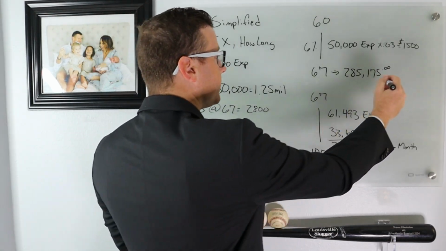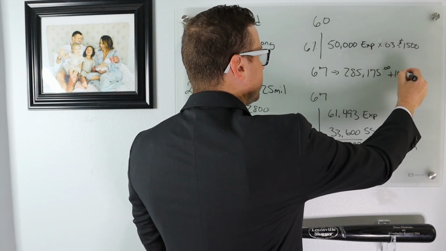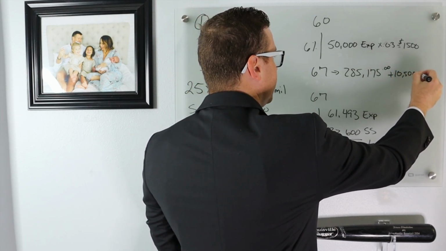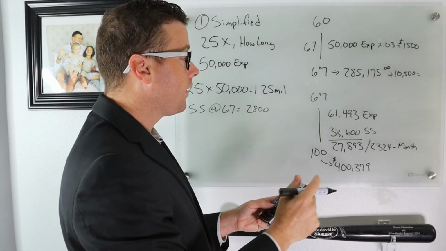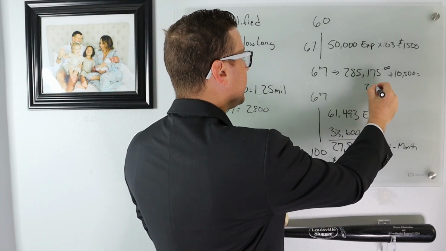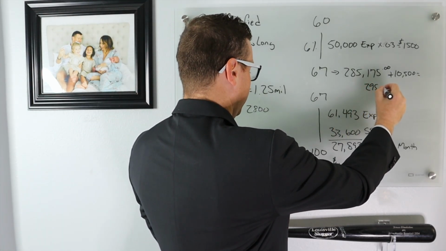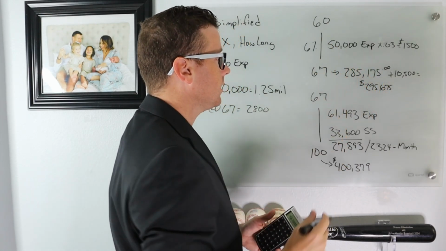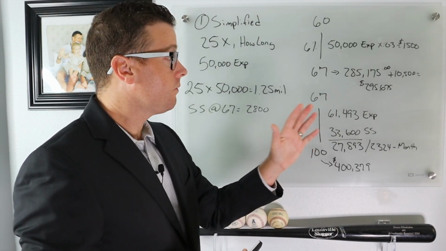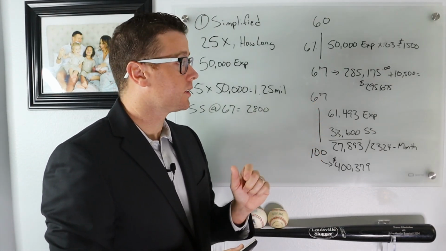So we're going to add that 10,500 to this 285,175. That means we need at least $295,675 from ages 60 to 67 for inflation and for our retirement expenses.